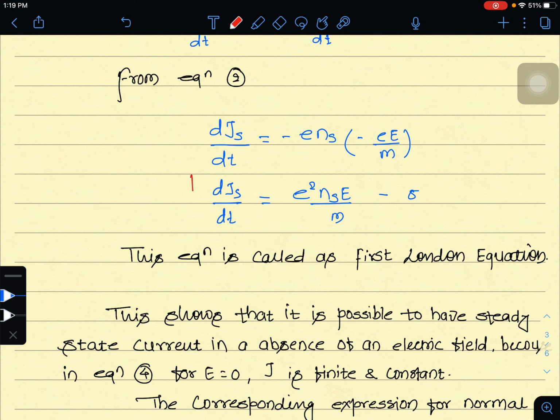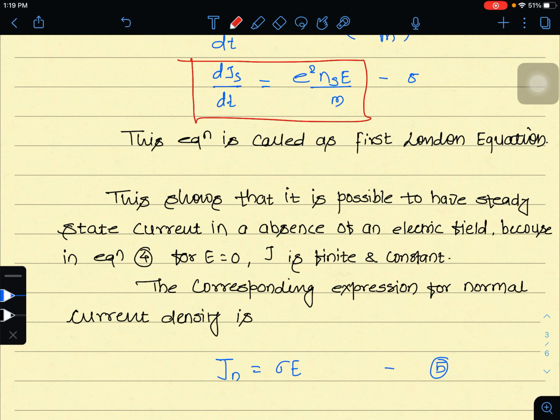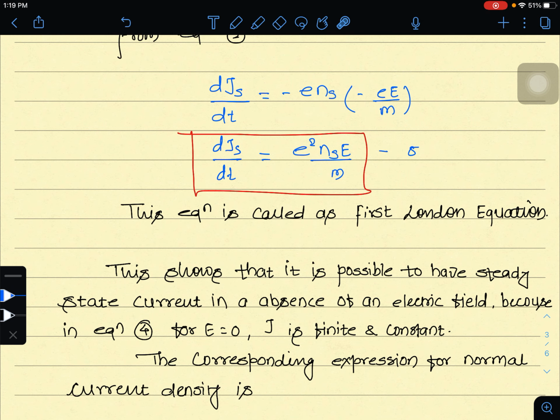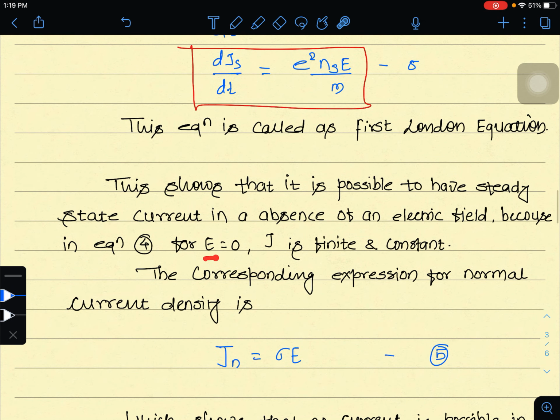This is called the first equation. Okay, now let's move on to the second equation. Now this equation shows that it is possible to have a steady state current in the absence of an electric field, because in these equations E is equal to 0.